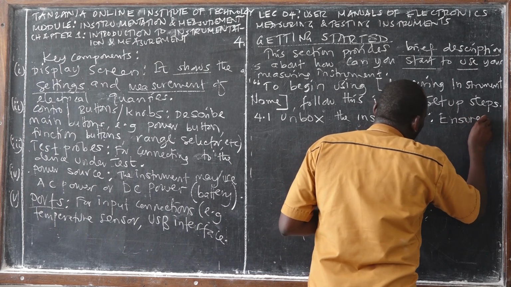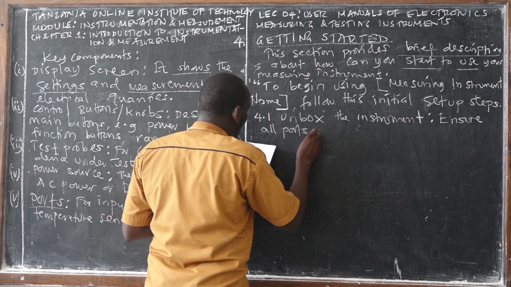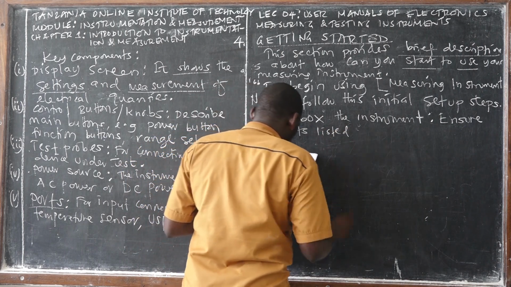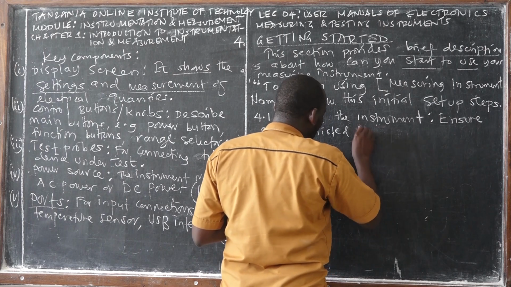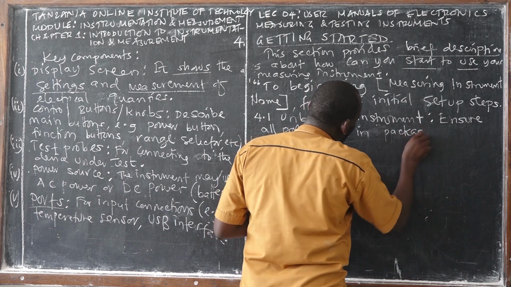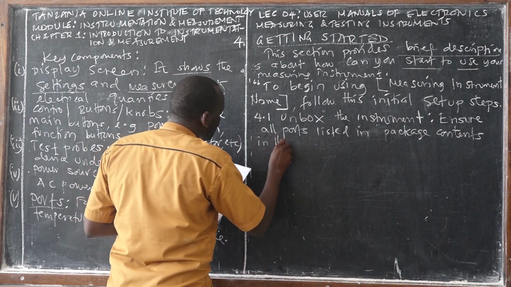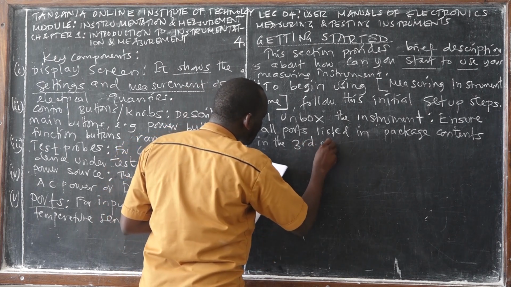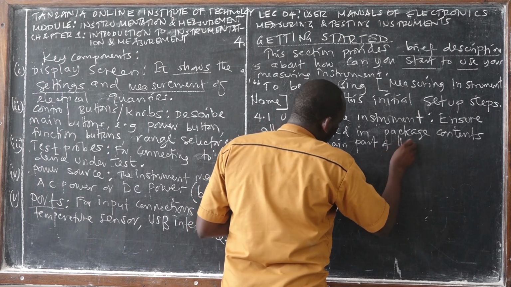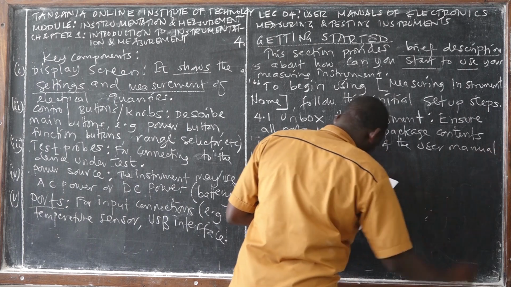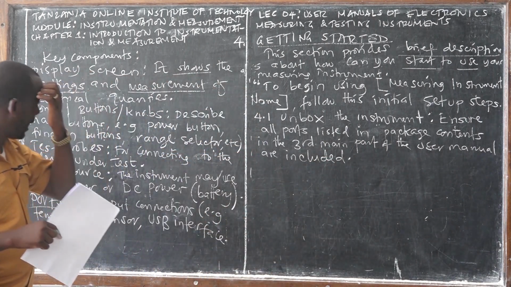This is how. Ensure all parts listed in the package contents in the main part of the user manual are included. Are what included? That is the first section, getting started, the information.